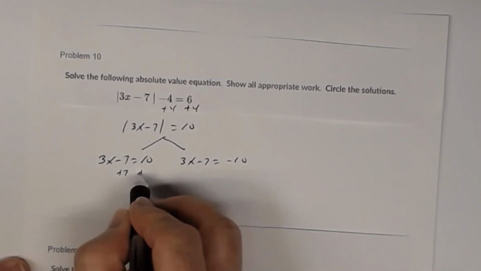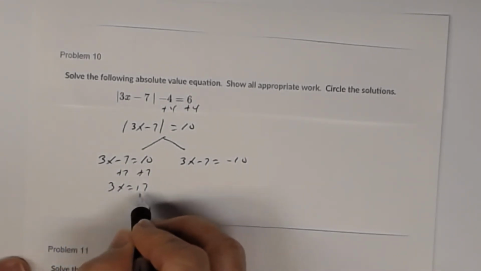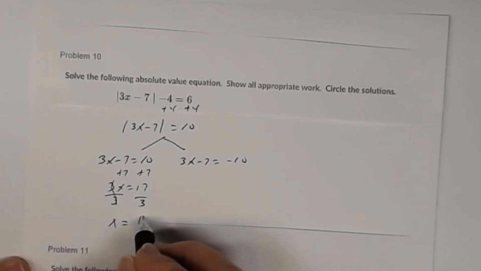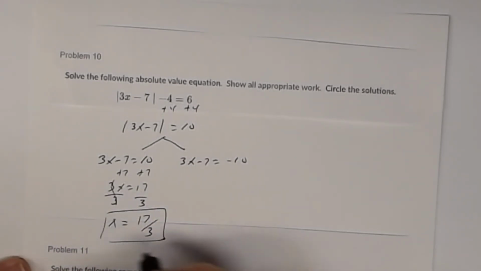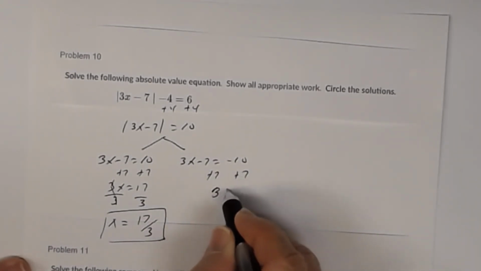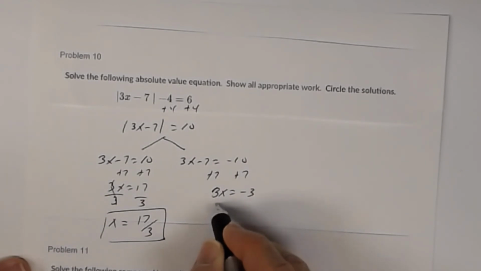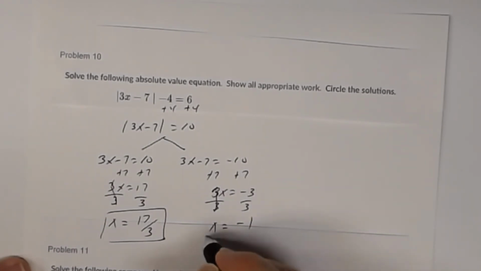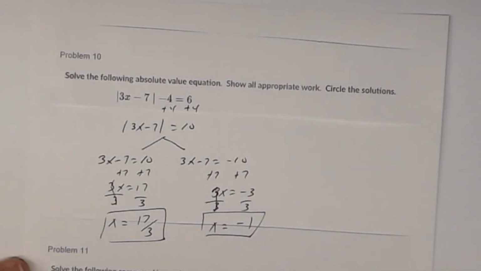So I'm going to add 7 to both sides. I get 3x equals 17. Divide both sides by 3. One of your solutions is 17 thirds. Over here, add 7 to both sides. I get 3x equals negative 3. Divide both sides by 3. I get x to be negative 1. So there's the other solution.